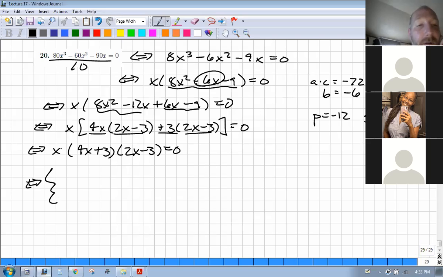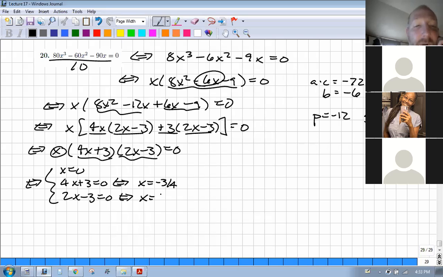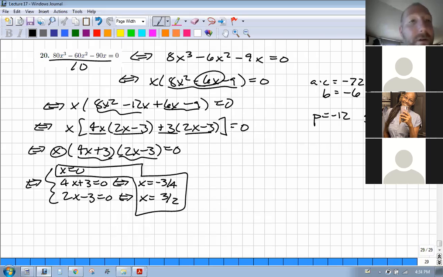So either x is 0, 4x plus 3 is 0, or 2x minus 3 is 0. So this says x is negative 3/4. This says x is positive 3/2. And there's my three solutions for this third order polynomial equation.